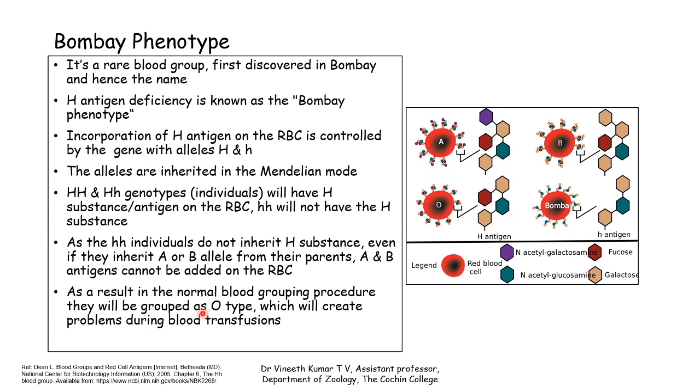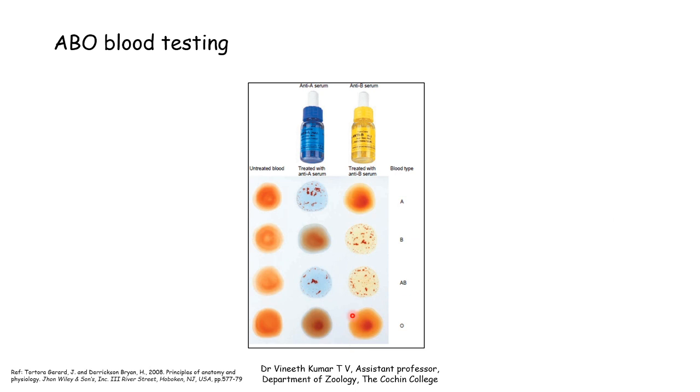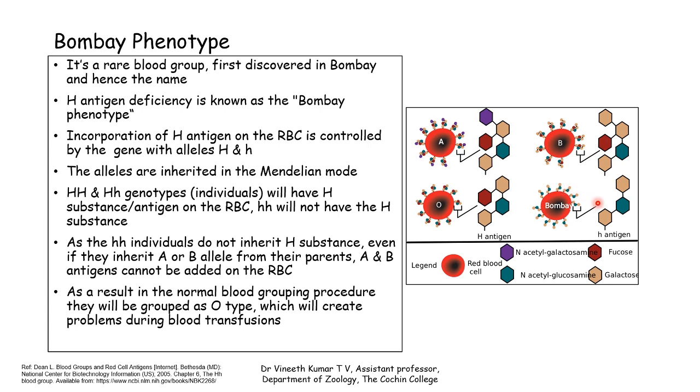So we saw the normal blood grouping procedure in the last session. In the normal blood grouping procedure, the Bombay phenotype cannot be distinguished. It will be identified as O, because you are adding antisera A and antisera B. If you add antisera A, they do not clump because they do not have the antigen. If you add B also, they do not clump. And in a normal routine checking, you do not check whether they are having the H substance or not.